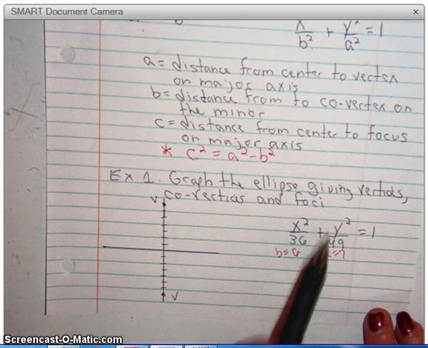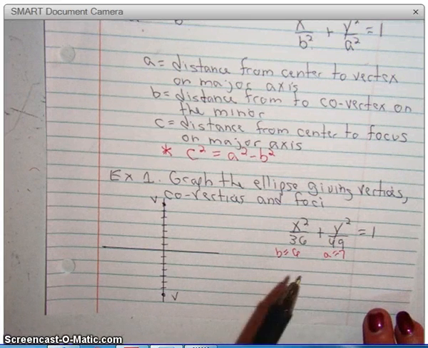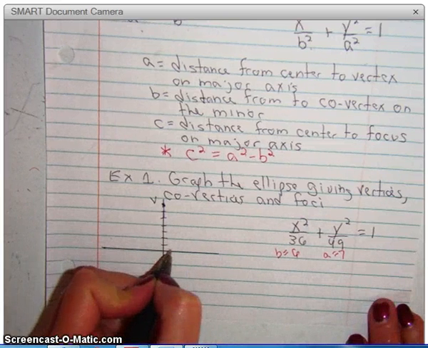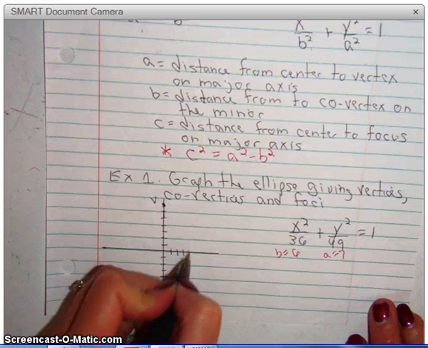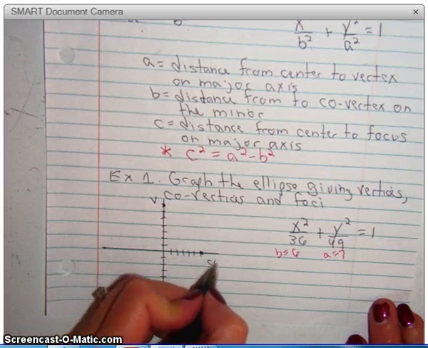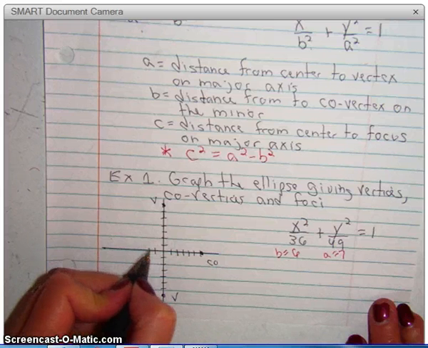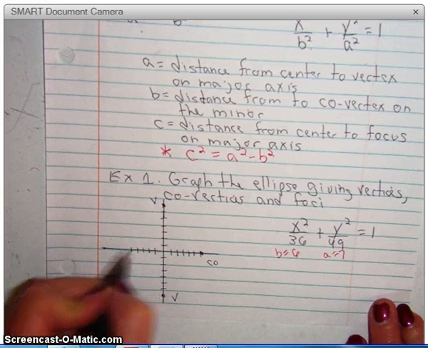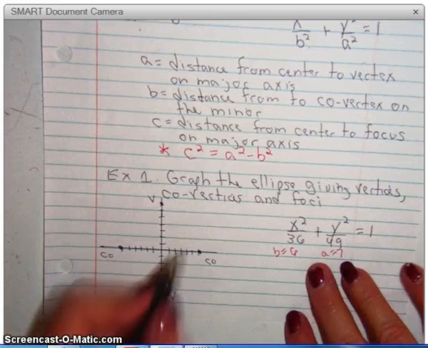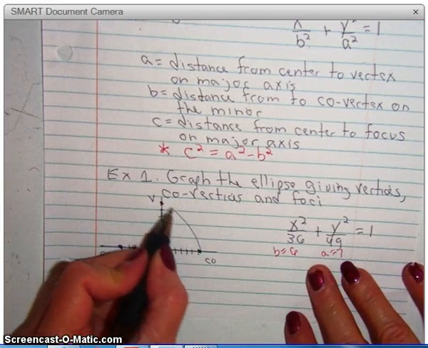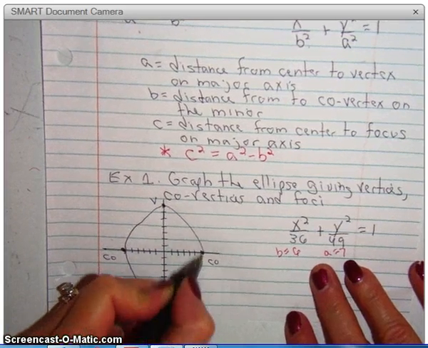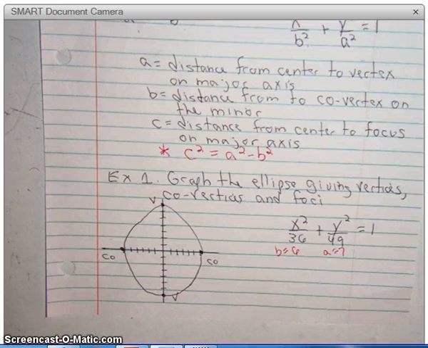Because it's under Y, on the y-axis, we have to go 7. Because it's under X, on the x-axis, we have to go left and right 6. Label it Co. Label it Co. And then you guys can sketch your ellipse. That's a little lumpy.